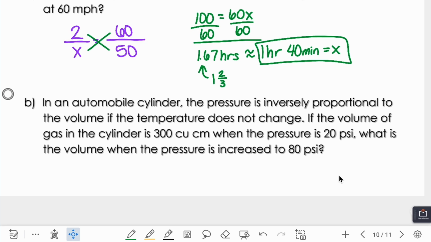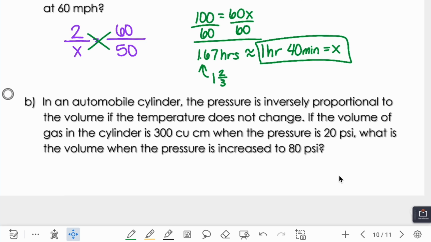In an automobile cylinder, the pressure is inversely proportional to the volume if the temperature does not change. It says if the volume of gas in a cylinder is 300 cubic centimeters when the pressure is 20 psi, what is the volume when the pressure is increased to 80? On this one, if you take a certain amount of gas in a cylinder and decrease the volume, you're not decreasing how much gas is in there. You're just decreasing the space that it's allowed to take up. So it's going to build pressure.